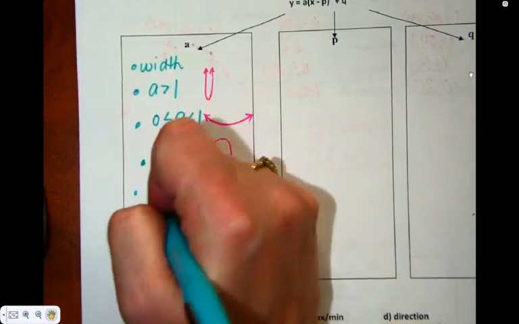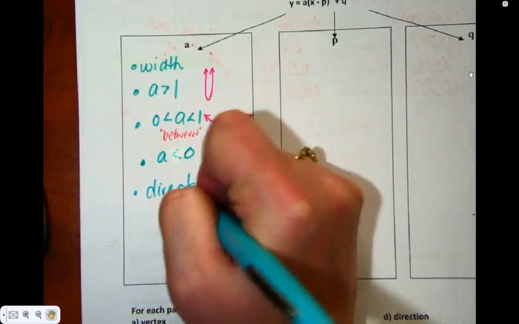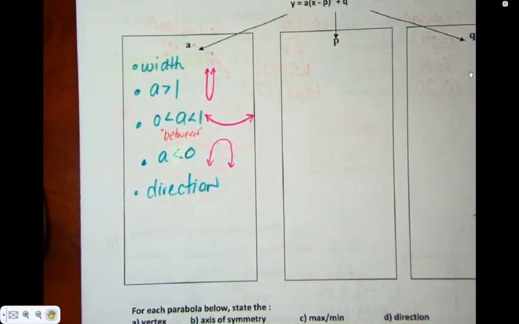So this also affects the direction. That's what A does. It affects the width, it affects the direction. It doesn't change the vertex. Well, it flips it over, but doesn't change its position. It doesn't really affect anything else. It's a width or it's a direction.